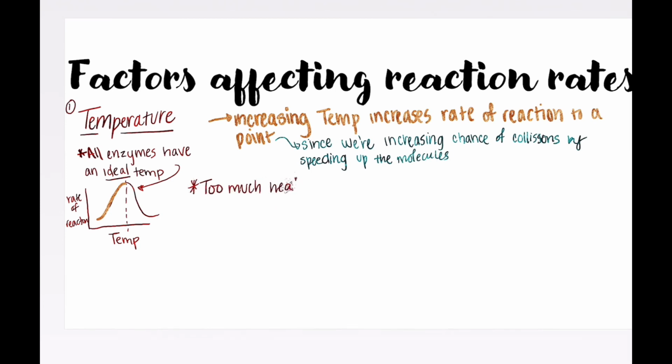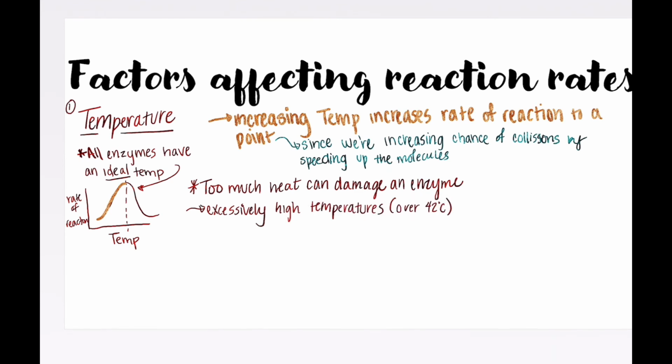However, if we were to change that temperature too much and add too much heat, we can end up damaging our enzymes. Okay, so right where you see where we got to that peak, when we go past that peak, that's now too much heat, and we have now started to damage our enzymes. And excessively high temperatures, generally over 42 degrees Celsius, will end up denaturing our enzymes. Okay, so that's our damaged enzymes that can no longer do their job because they have been denatured.